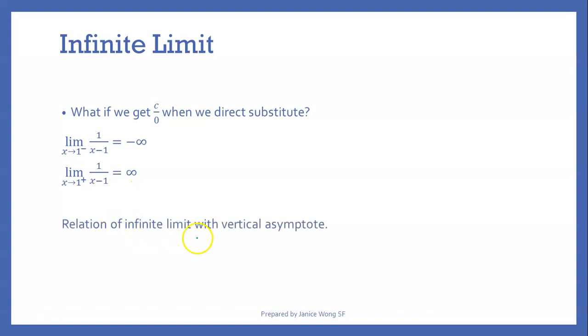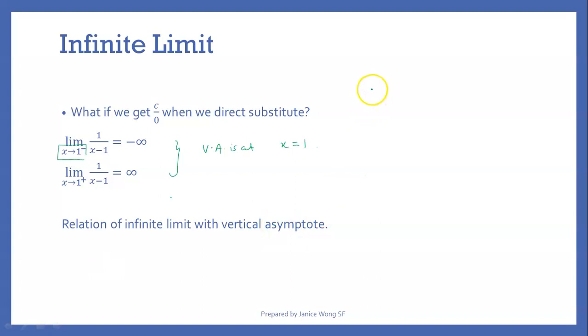Relation of infinite limit with vertical asymptote. So bear in mind, every time when you have infinite limit, which means the limit is equal to negative infinity or positive infinity, then there will be a vertical asymptote at this point. So the vertical asymptote happens at x equals 1. It must be an equation. Vertical asymptote is at x equals 1.